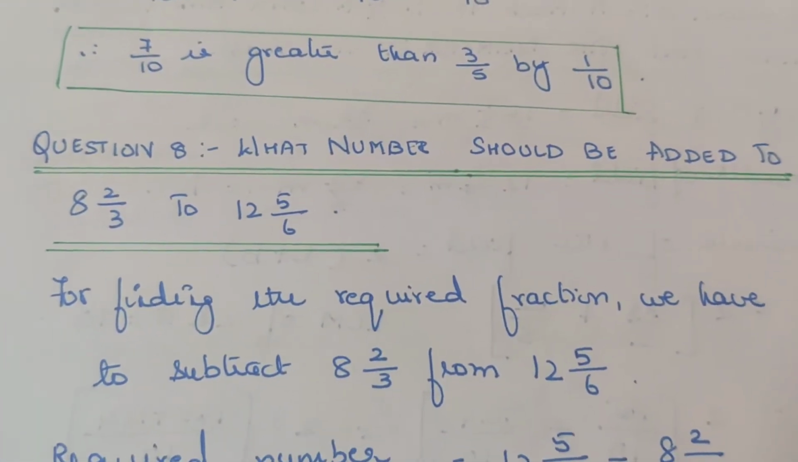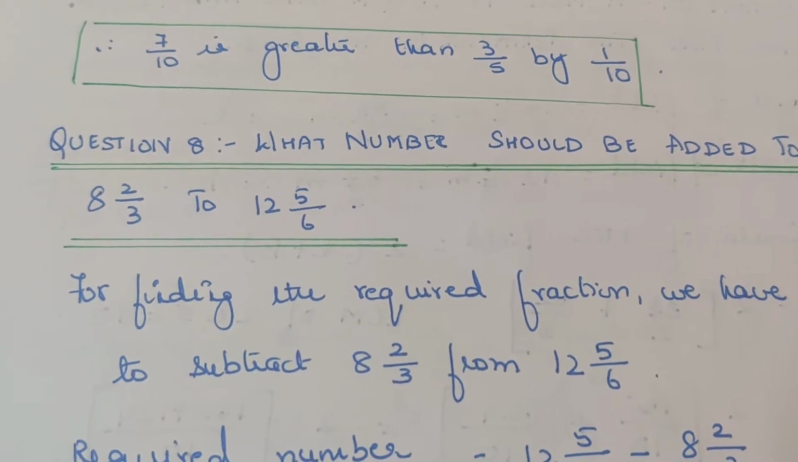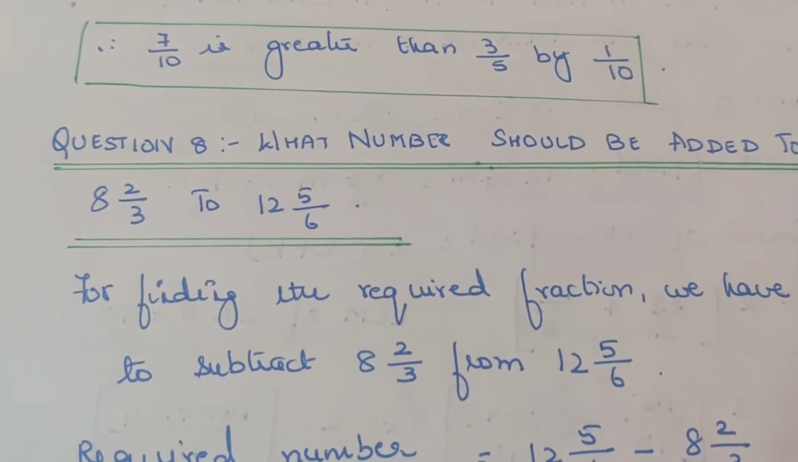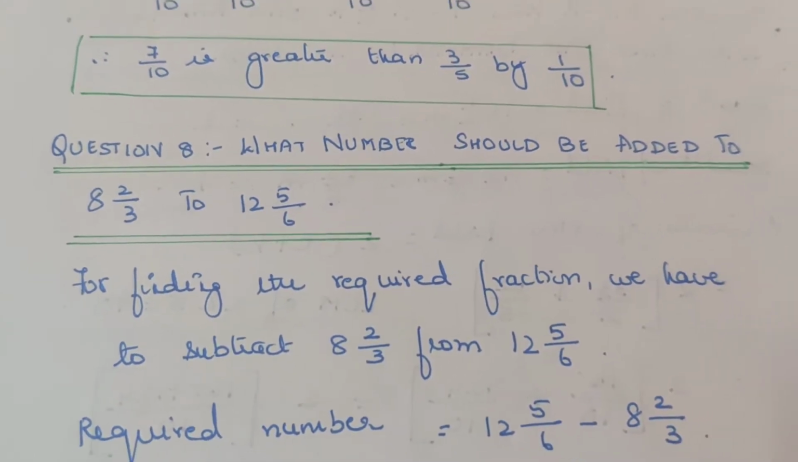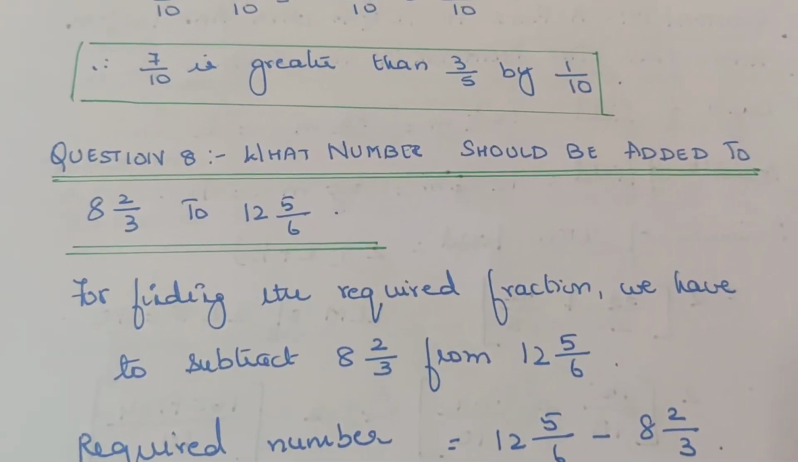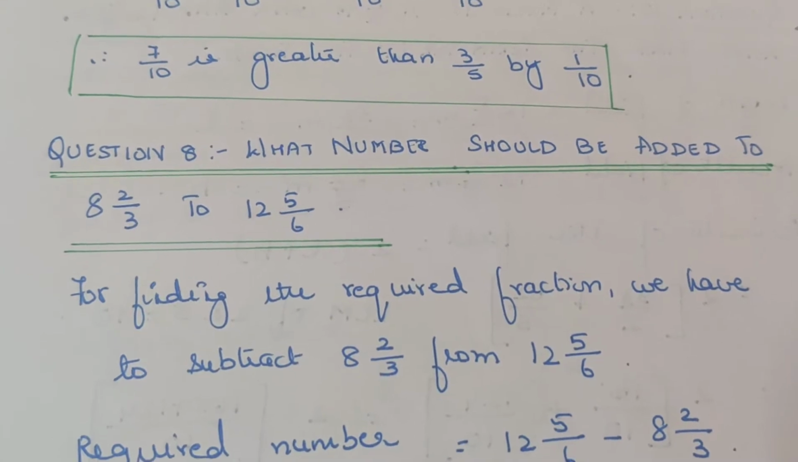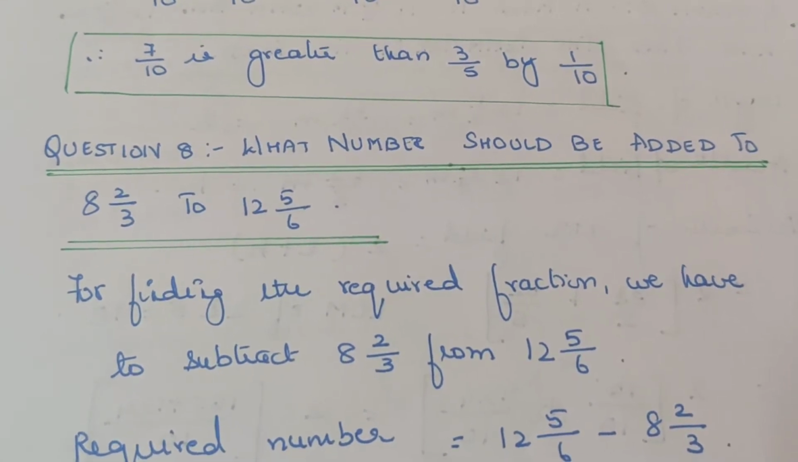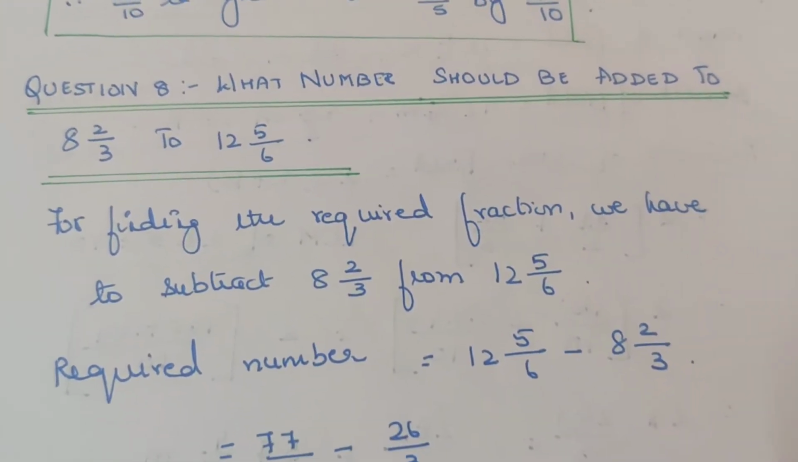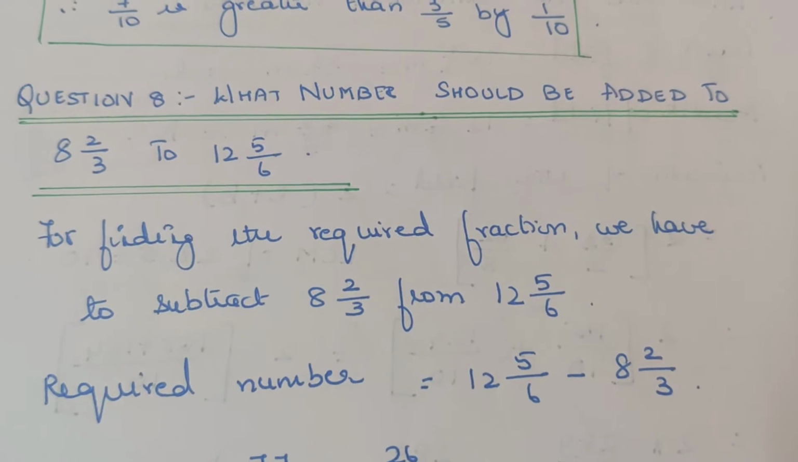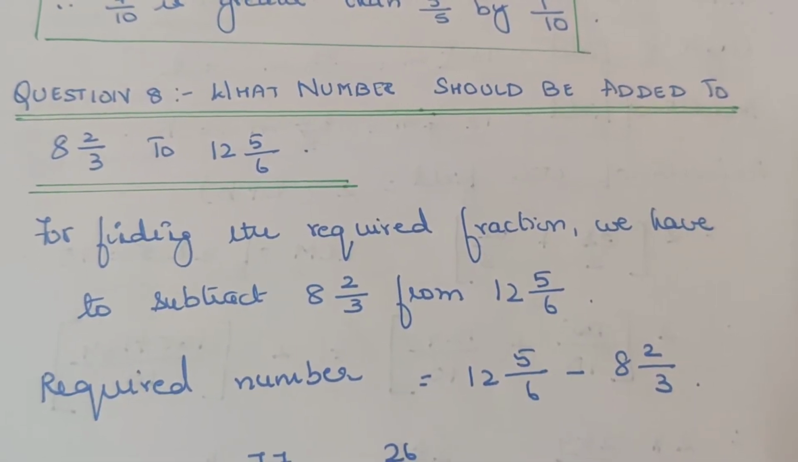What number should be added to 8 2 by 3 to get 12 5 by 6? For finding the required fraction, we have to subtract 8 2 by 3 from 12 5 by 6. So the required number is 12 5 by 6 minus 8 2 by 3.